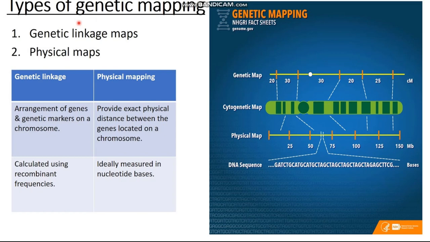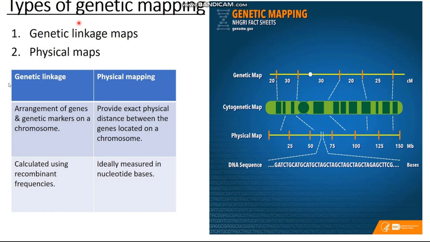And so you have two types of mapping. You have physical mapping, which provides the exact physical distance between the genes located on a chromosome. This can be utilized, of course, to find the physical location of disease-causing mutations on chromosomes, and it is ideally measured on a nucleotide basis.